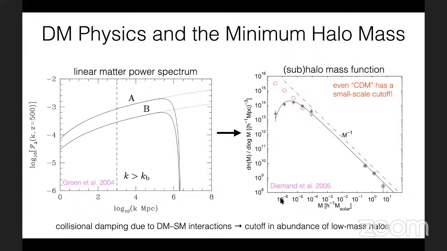So for WIMP CDM, this cutoff is at extremely small mass, at roughly Earth mass dark matter halos. But I'll show you models very soon in which this cutoff is actually moved to observable scales, which we can therefore constrain.